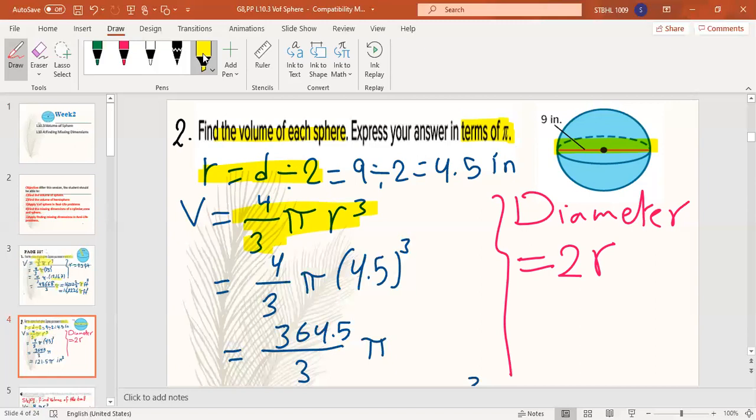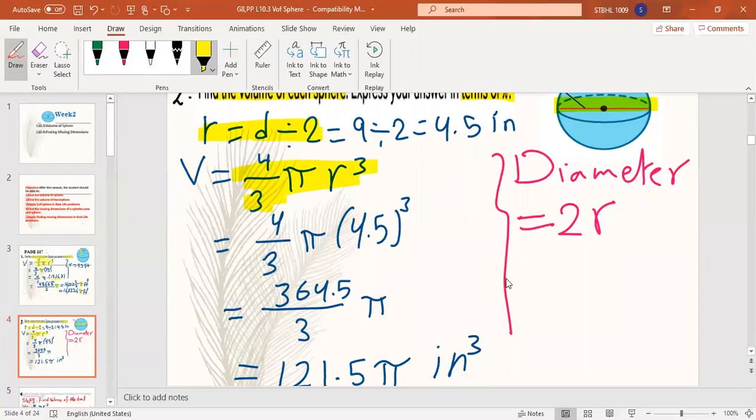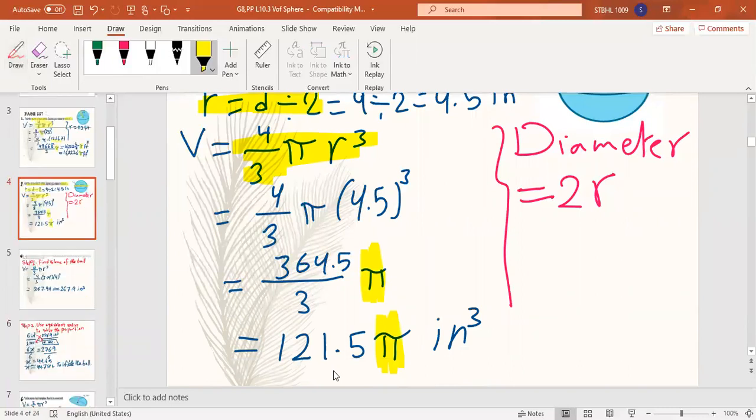It will be 4.5 cubed. And multiply 4 by 4.5 cubed. And don't forget to keep the pi always. The answer will be 121.5 pi cubic inch. We will keep the pi because the question asks you to express your answer in terms of pi.